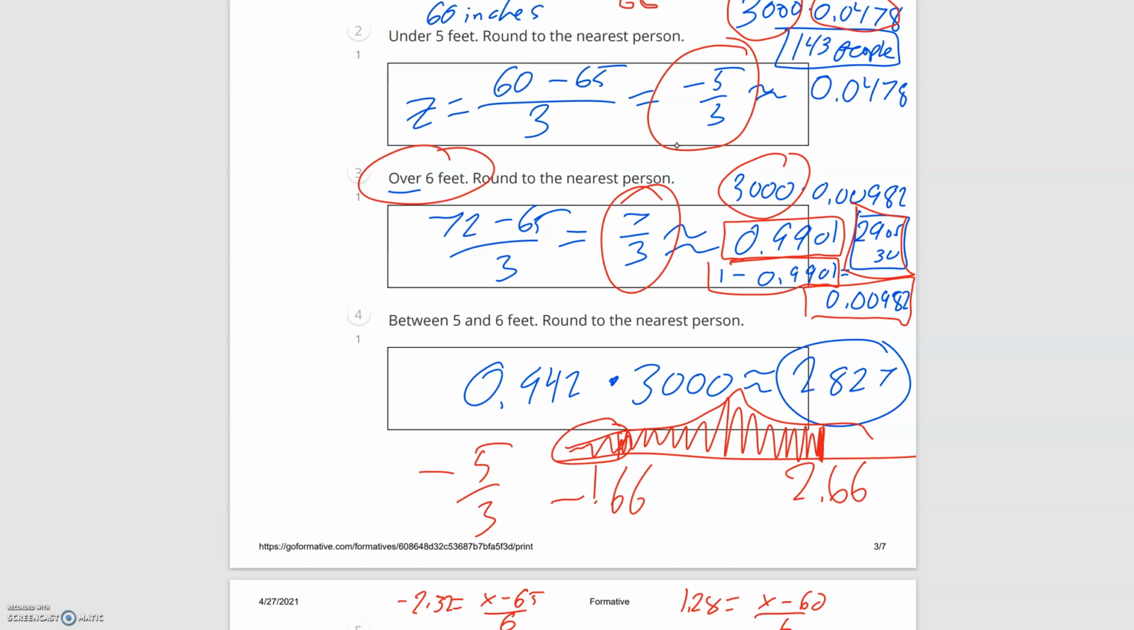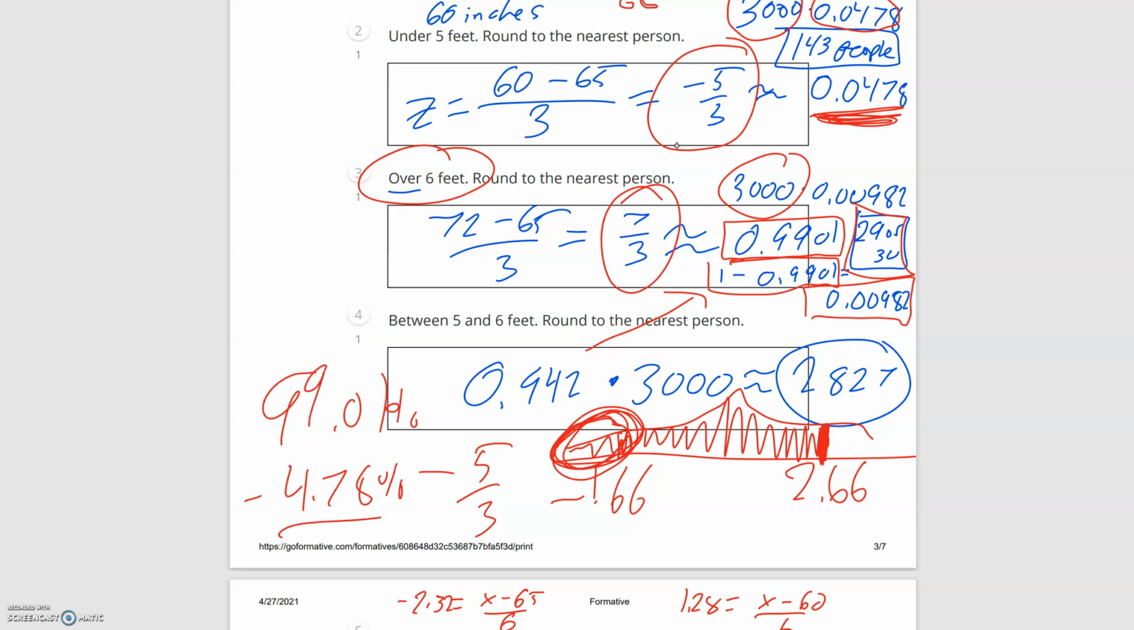So if you take your 99.01%, that is already represented in the 2.66 z-score. So I just have to subtract what's below the 1.66, which turned out to be about 4.78%. If I subtract those, and I apologize, it's a little messy, that should come out to be about 94% right there. And that's going to multiply by 3,000, which gives you roughly 2,827.